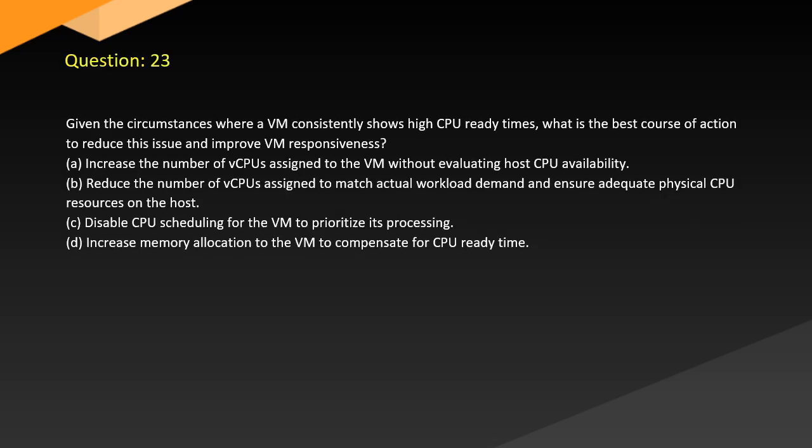Question 23. Given the circumstances where a VM consistently shows high CPU ready times, what is the best course of action to reduce this issue and improve VM responsiveness? A. Increase the number of vCPUs assigned to the VM without evaluating host CPU availability. B. Reduce the number of vCPUs assigned to match actual workload demand and ensure adequate physical CPU resources on the host. C. Disable CPU scheduling for the VM to prioritize its processing. D. Increase memory allocation to the VM to compensate for CPU ready time.